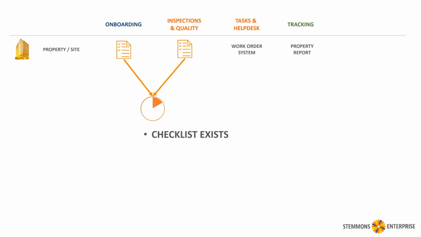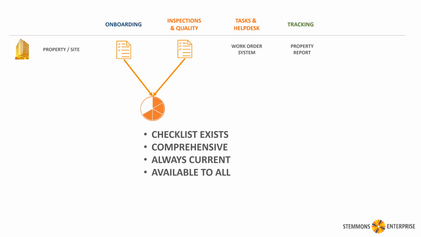The first question is, does it even exist? You get a point just for having it. Then we look at the content and ask, is it comprehensive? Do we have a way to always keep it current? And is it easily available to everyone who needs it? A really great checklist will automate tasks and give us some reportable insights.